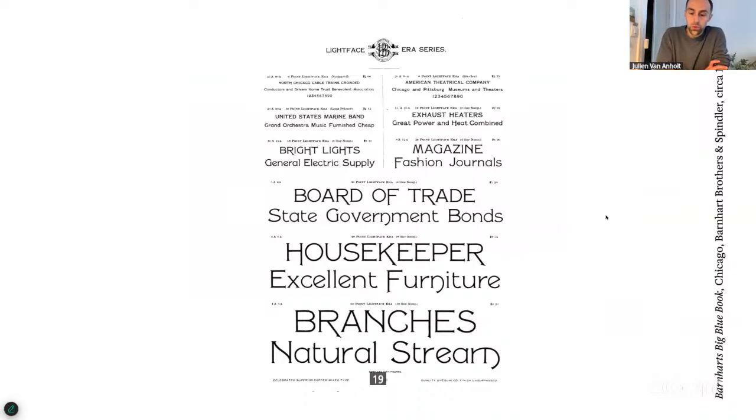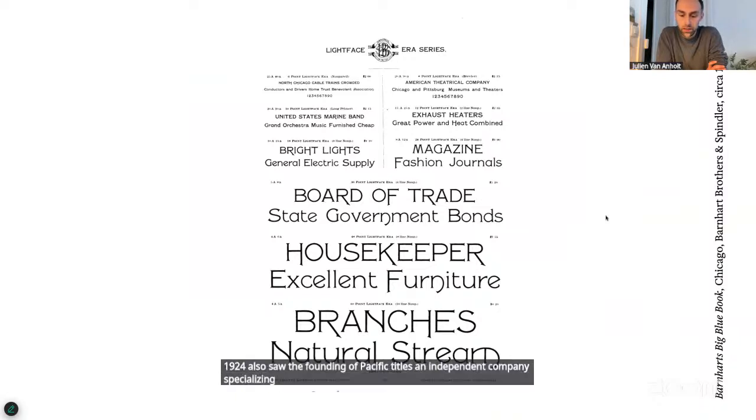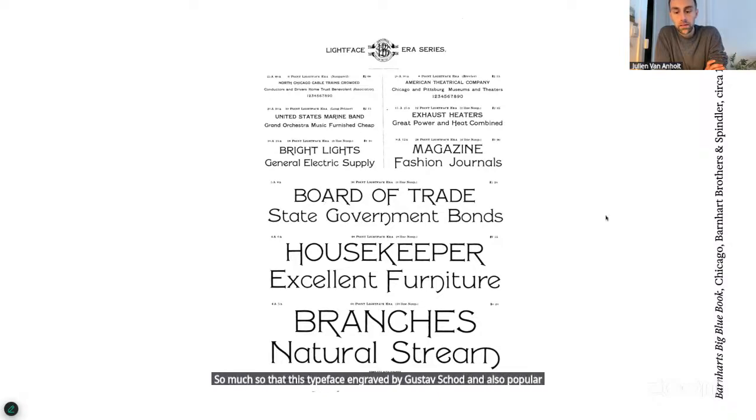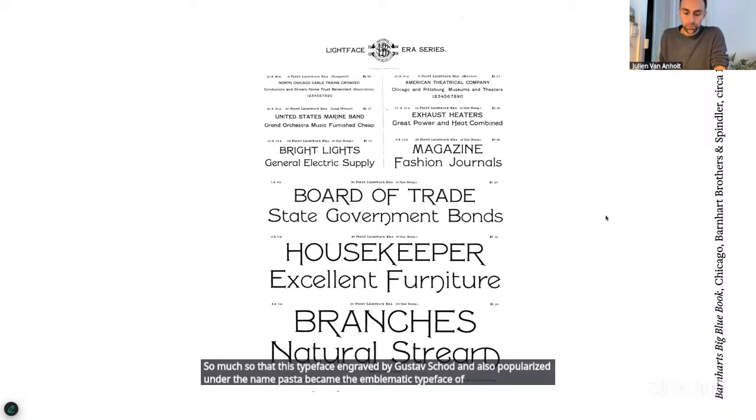1924 also saw the founding of Pacific Titles, an independent company specializing in the creation of intertitles, which soon supplied every studio in the US with intertitles and made extensive use of the Era font that you can see here. So much so that this typeface engraved by Gustav Schröder and also popularized under the name Pastel became the emblematic typeface of the silent film era.